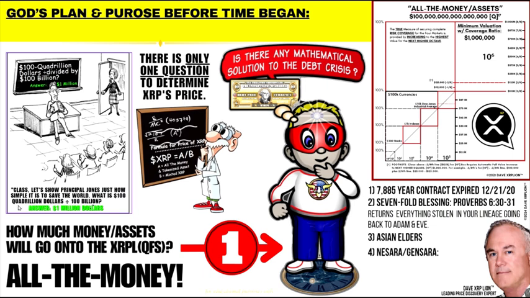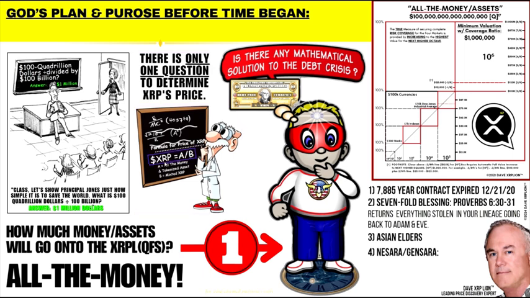It says, class, let's show Principal Jones just how simple it is to save the world. What is $100 quadrillion divided by 100 billion? That's the basic equation to determine the price for XRP. There's only one question to determine XRP's price. Because remember, XRP isn't the beginning of the equation, it's the answer to the equation.